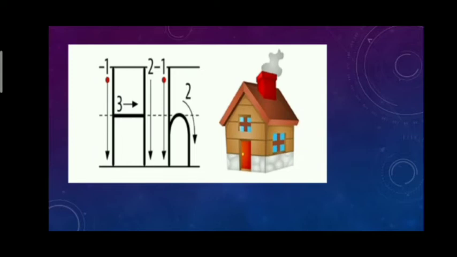Next to it, small h. Starting with the red dot, a standing line, then a curve. Look at the arrow number 2 carefully.